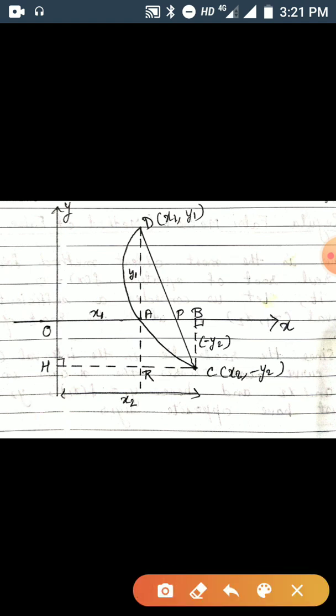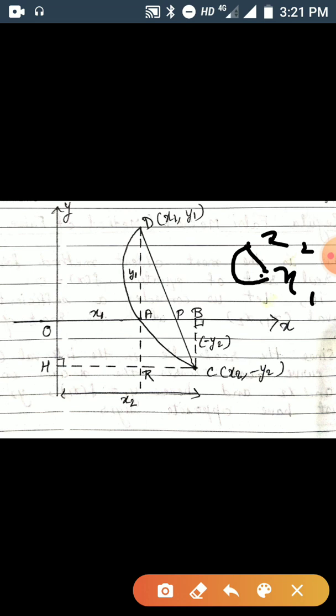So if the points x1 and x2 are very near to each other, then we join them by a straight line or we make an arc to join them. If they are very near to each other, then there is no difference between the curve and the straight line. This method is based on that.